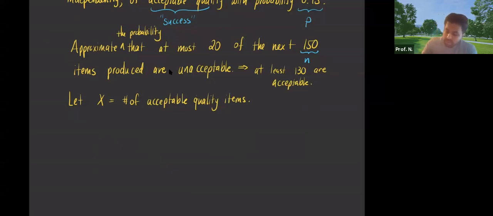So then what I'm trying to find is the probability that X is bigger than or equal to, pardon me, 130, correct? That's what I'm looking for. So again, we can find this probability exactly. So this is the exact one. And how would I do that?